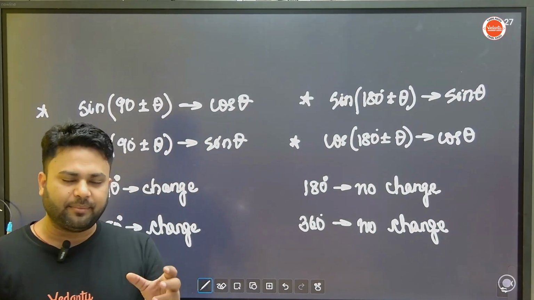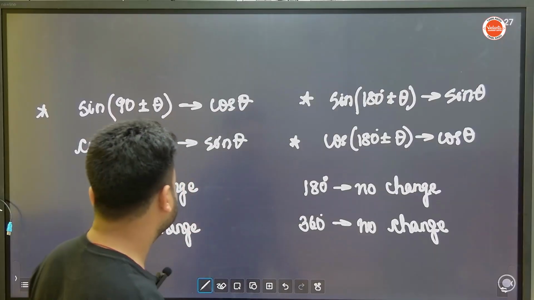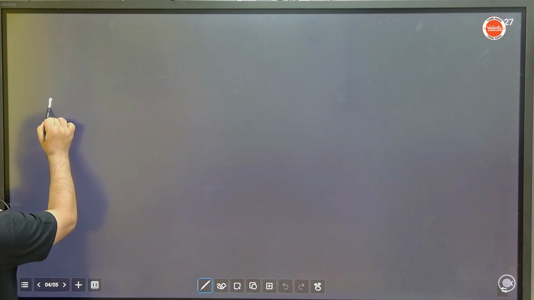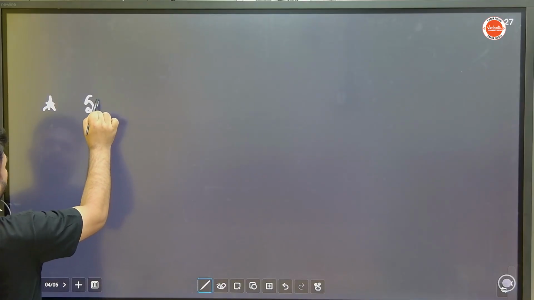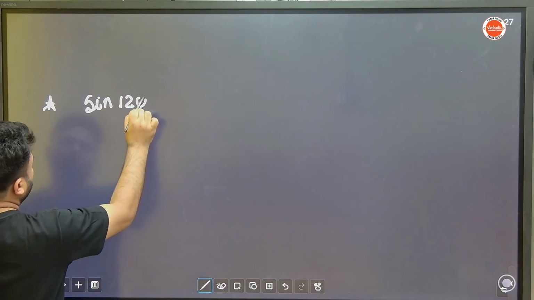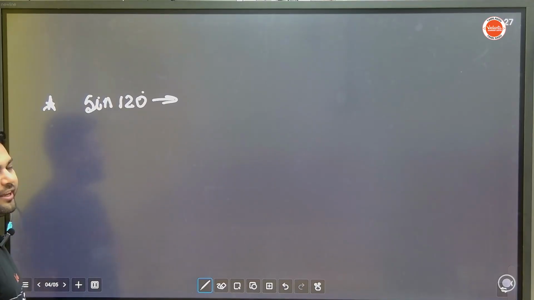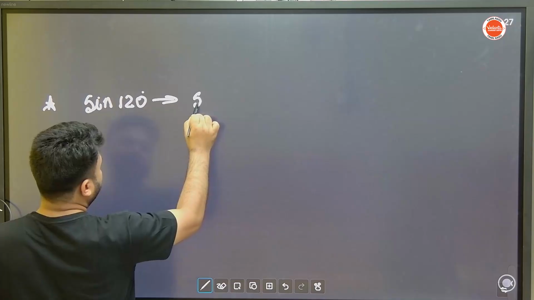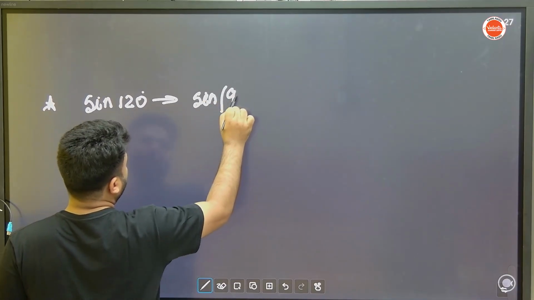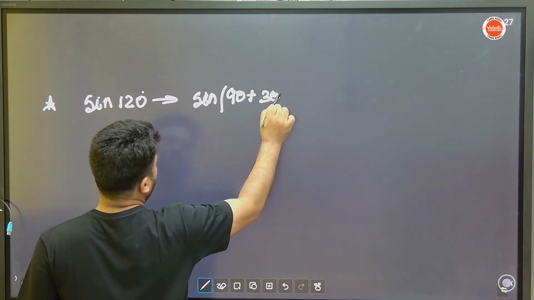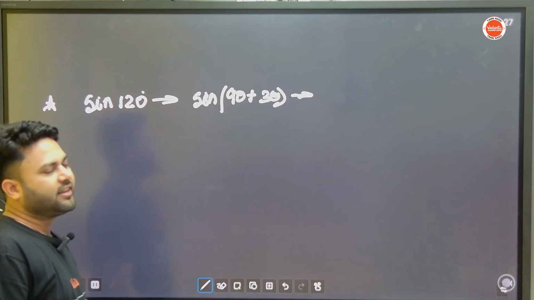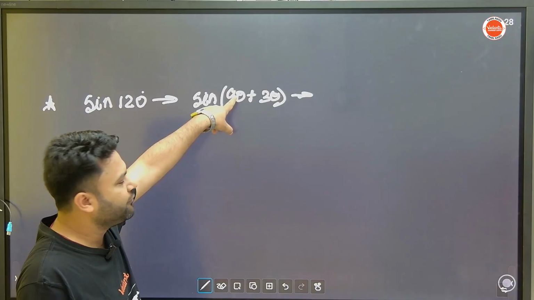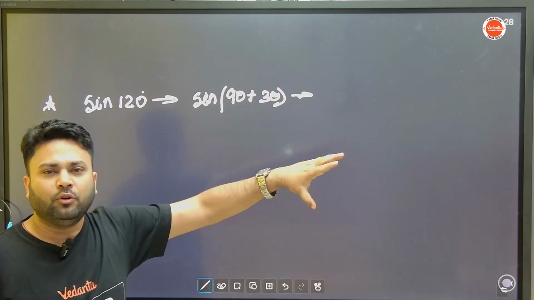Okay, I will take some examples so that you understand better. See, suppose someone asks the value of sine 120 degree. So sine 120 degree, can I write like this? Sine of 90 plus 30. Now, if sine is there and there is 90 degree involvement, so sine will be converted to cos.